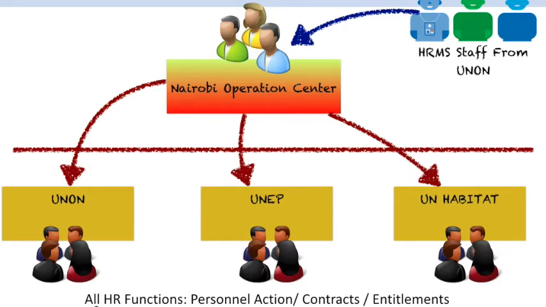In this case, I took Nairobi Operations Center as the service center, or HR Shared Services, where this particular entity manages three entities, respectively UNON, UNEP, and UN Habitat. And a staff member from UNON can be assigned to an operation center role, which in turn entitles the staff member to have three entities being managed under one umbrella. And all HR functions, personal action, contracts, and entitlements will be managed by them.